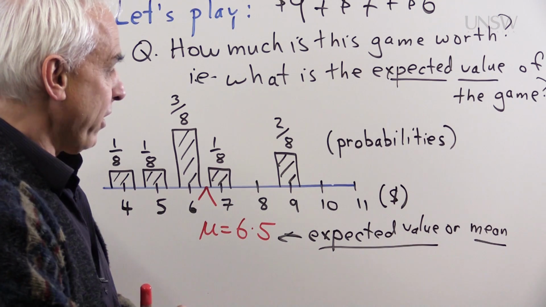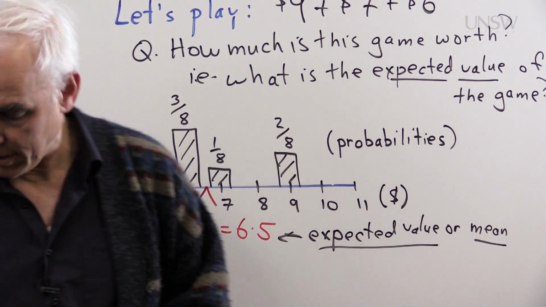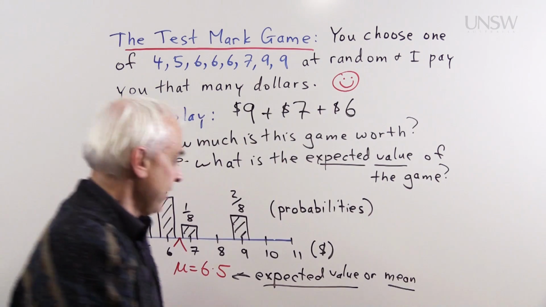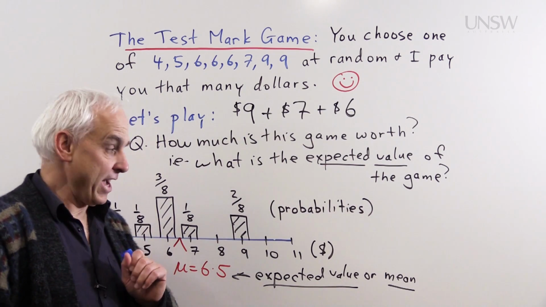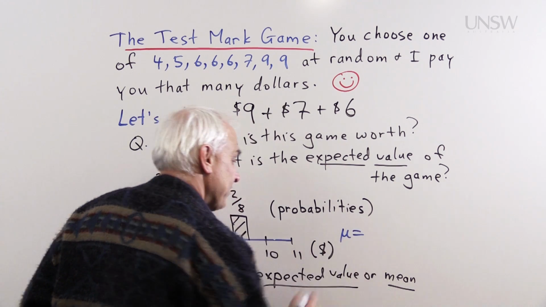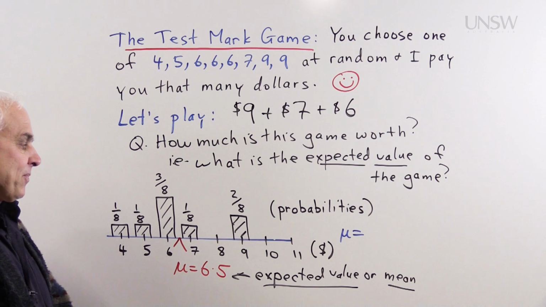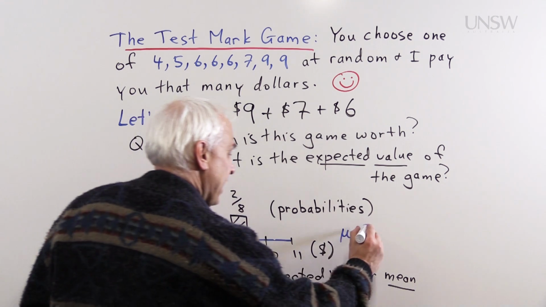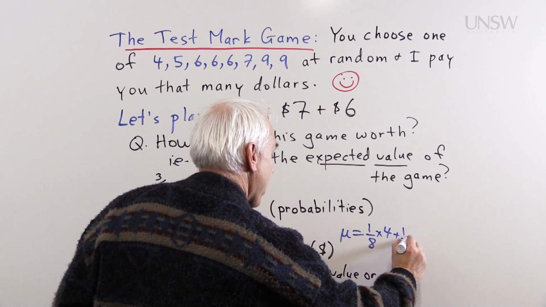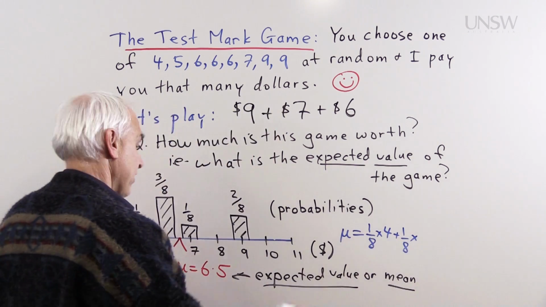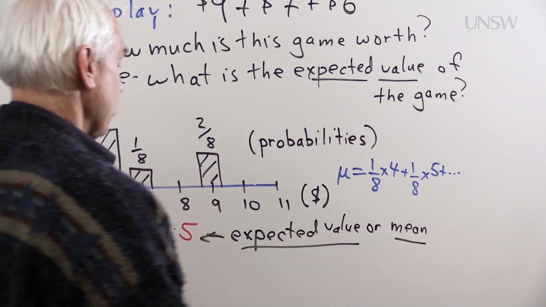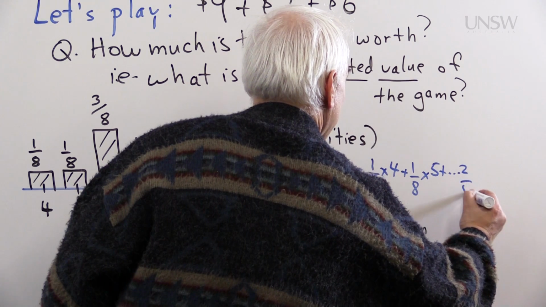And what's the formula for it? Well, I'm going to write that over here. I'm going to rewrite the formula that we had on the previous page, now in terms of probabilities. Okay? So mu is 1/8 times 4 plus 1/8 times 5. And we keep on going all the way up to 2/8 times 9.